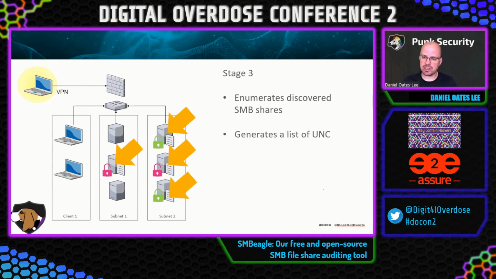So the next stage is, once we've identified those servers that have responded to 445, we will now go and check those servers. We will connect to them and see what open shares they've got, what potential hidden shares they've got open, and we will then generate a list of all of the shares that need to be scanned.